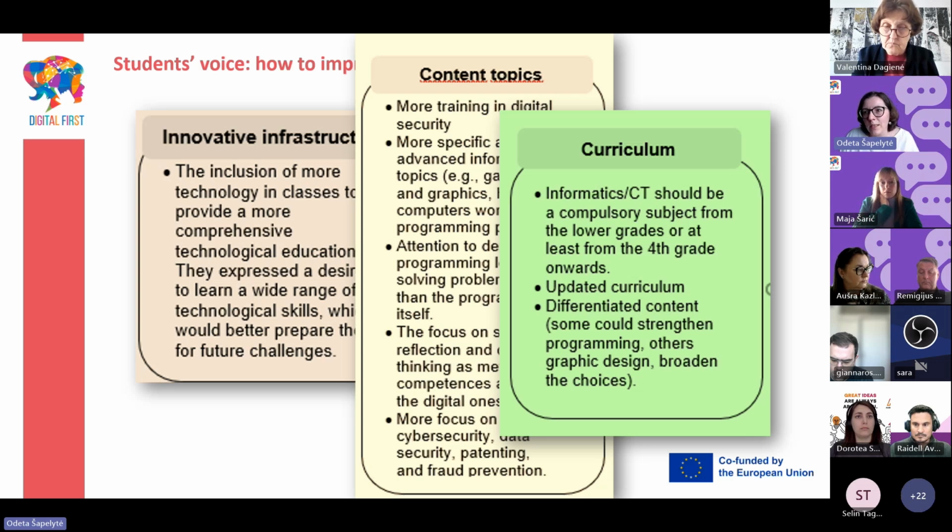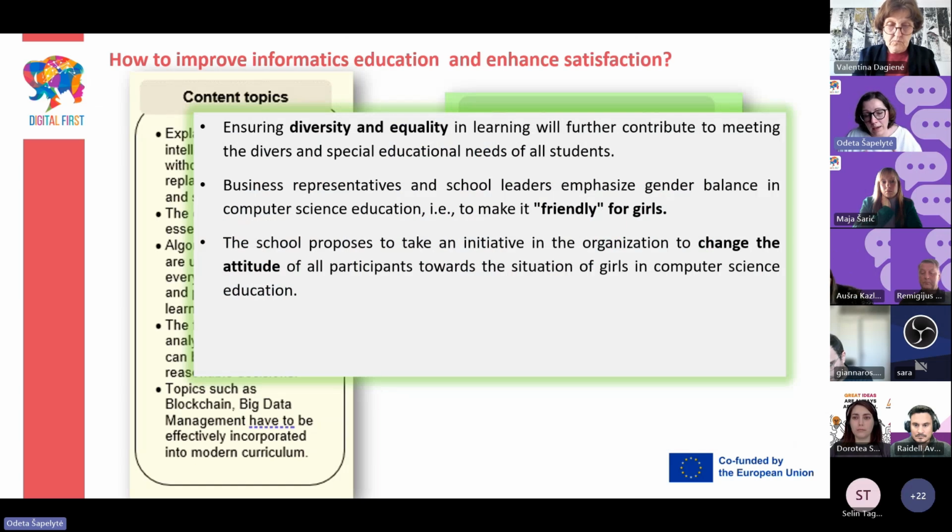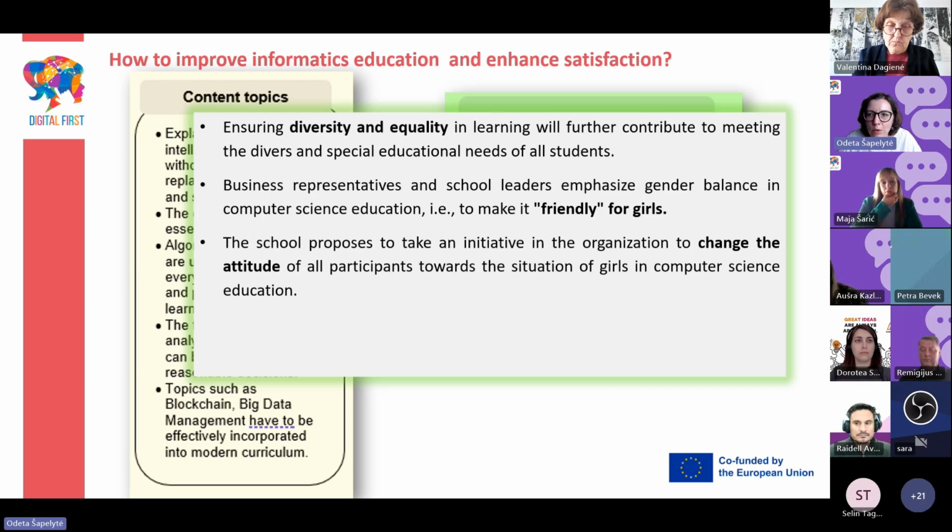And even students mentioned that the curriculum should be updated, that informatics should be a compulsory subject, and that even the curriculum should be differentiated. There is maybe a platform for debates, for reflections on what students reflect, how we can improve informatics, how the parents and other stakeholders expressed some thoughts about how we can improve informatics education.